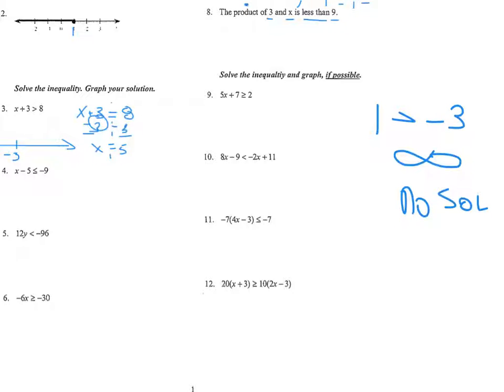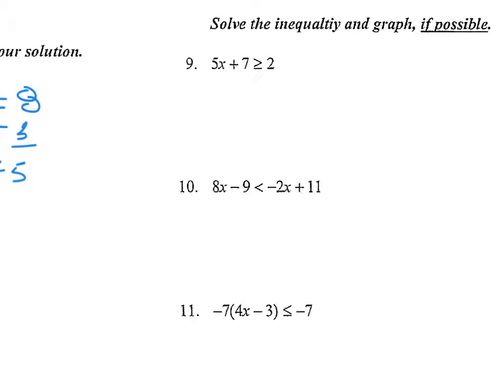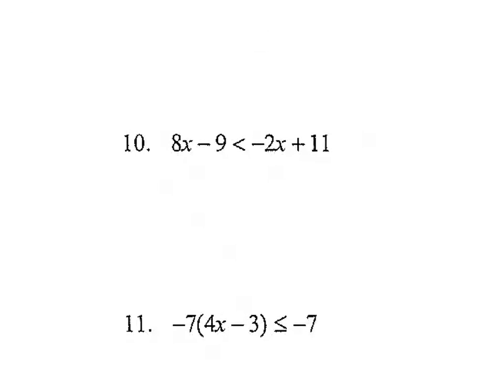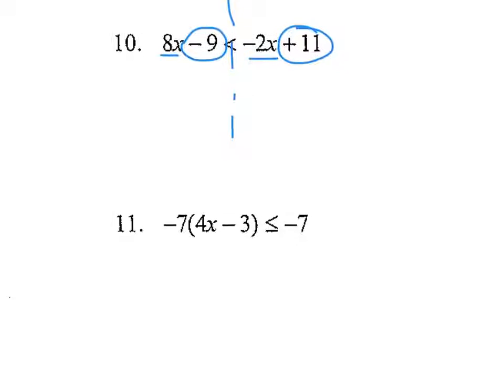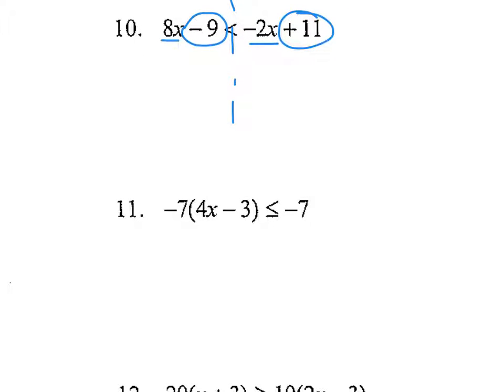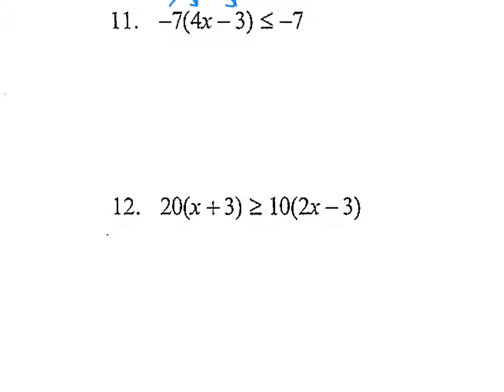Okay, so taking a look at these, number 9 is pretty straightforward. Number 10, remember, you've got letters on different sides here, and then whole numbers on different sides. So you want to get them all together on one side and solve. Number 11, remember, this is the distributive property. You've got to multiply through first, and then again, solve. And same with number 12. It's a combination of both of them here.